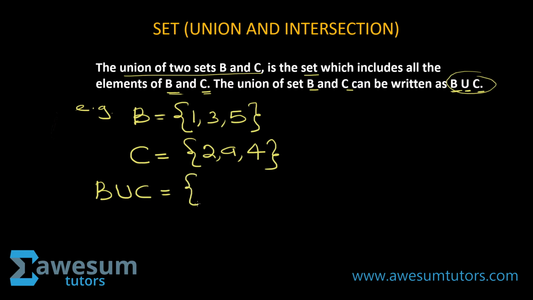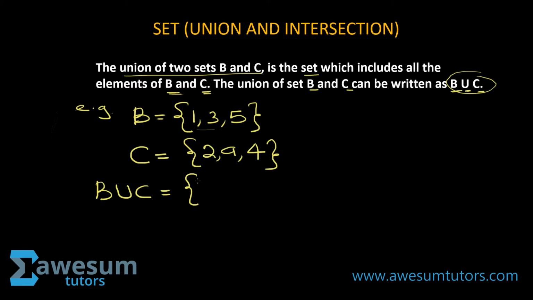Now, if you remember what we said, the union of two sets B and C is the set which includes all the elements of B and C. So that means for me to find the elements of B union C, all I need to do is to combine all the elements of B and C. So how do we do that? What are the elements of B?